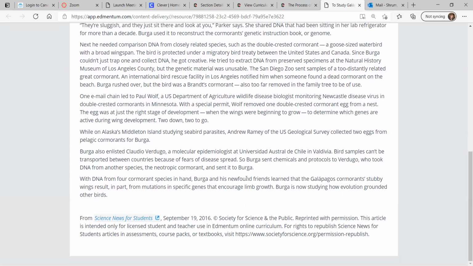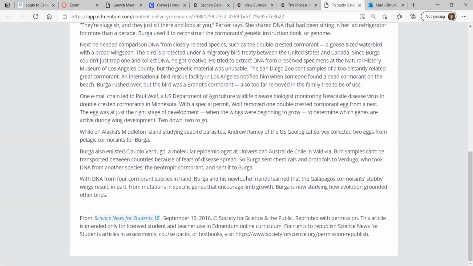With a special permit, Wolf removed one double-crested cormorant egg from a nest. The egg was at just the right stage of development, when the wings were beginning to grow, to determine which genes are active during wing development. Two down, two to go. While on Alaska's Middleton Island studying seabird parasites, Andrew Ramey of the U.S. Geological Survey collected two eggs from pelagic cormorants for Berga as well.